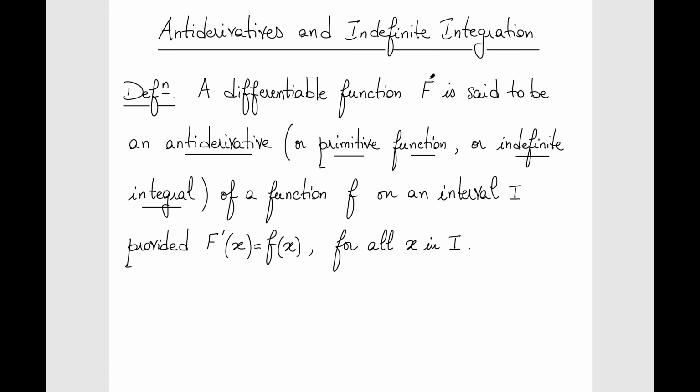A differentiable function capital F is said to be an antiderivative, or primitive function, or indefinite integral of a function little f on an interval I, provided the derivative of that capital F is equal to little f on the interval I. So the anti-differentiation problem is to find a function, in this case labeled capital F, whose derivative is that known function little f on some interval I. If that function capital F exists, it's referred to as an antiderivative, primitive function, or indefinite integral of that function f on that interval I.